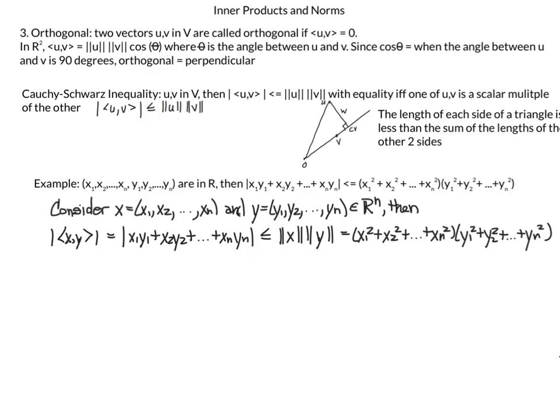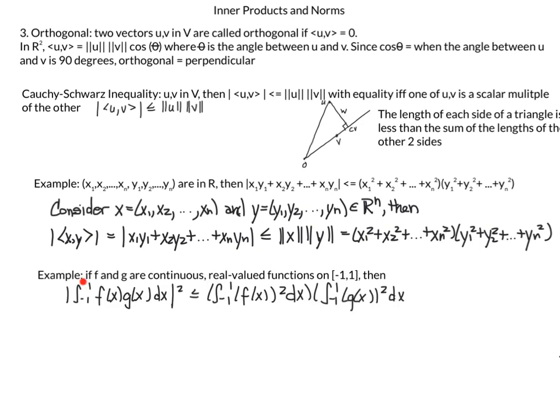So less than or equal to the norm of x times the norm of y, but the norm of x as a vector is equal to the square root of x1 squared plus x2 squared up to xn squared, and then the norm of y as a vector is the square root of y1 squared plus y2 squared up to yn squared. And hence we have proven our statement here.